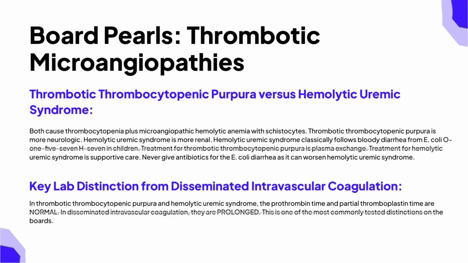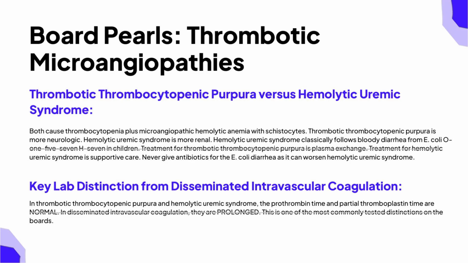Both thrombotic thrombocytopenic purpura and hemolytic uremic syndrome cause low platelets and microangiopathic hemolytic anemia with schistocytes. The key difference is that thrombotic thrombocytopenic purpura is more neurologic, while hemolytic uremic syndrome is more renal. Hemolytic uremic syndrome classically follows bloody diarrhea from E. coli 0157H7 in children. Treat thrombotic thrombocytopenic purpura with plasma exchange. Treat hemolytic uremic syndrome with supportive care. And never give antibiotics for the diarrheal illness because it can actually worsen hemolytic uremic syndrome.